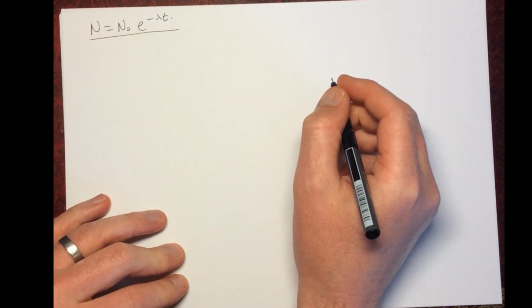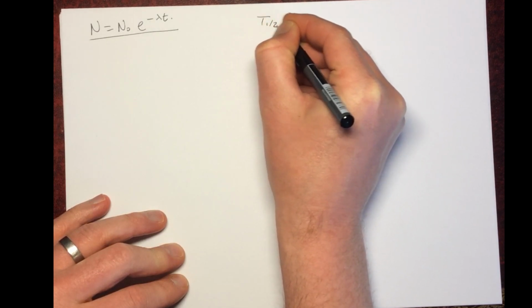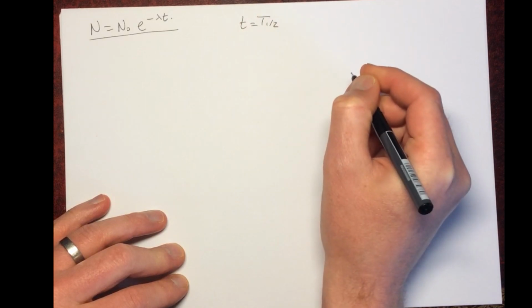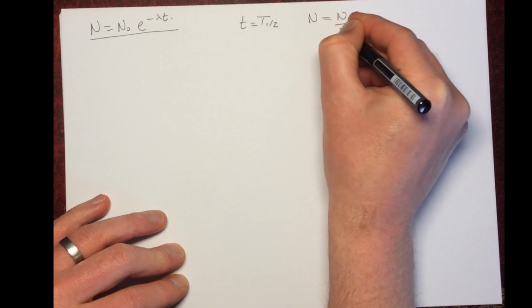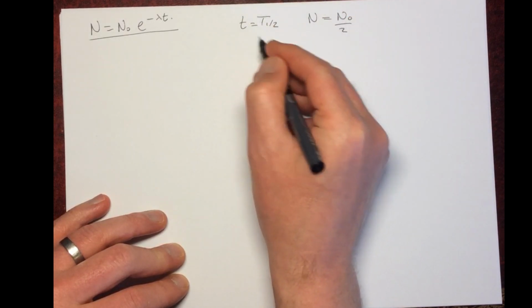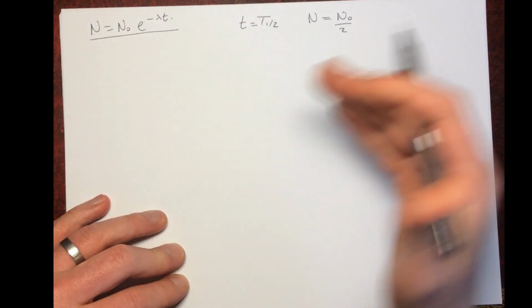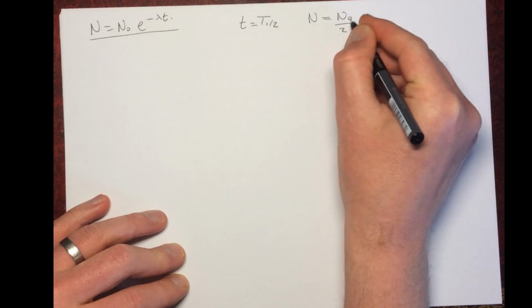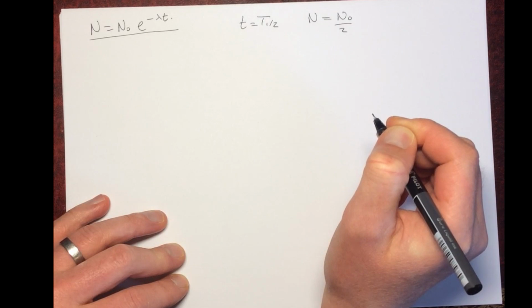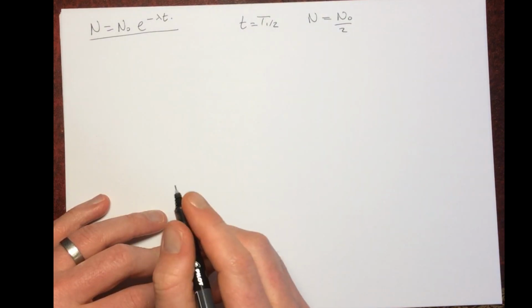We know that when t equals t half, N is equal to N naught over 2, because when time has elapsed to the point that we've been through one whole half-life, the original number of radioactive nuclei has halved. So we know those things are correct, and we can substitute them into this equation.